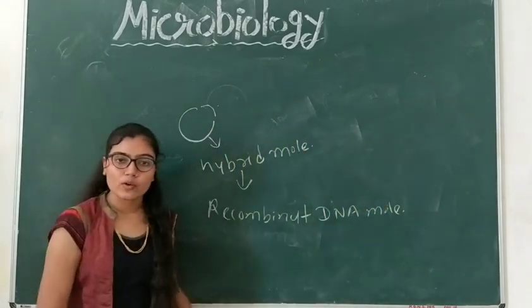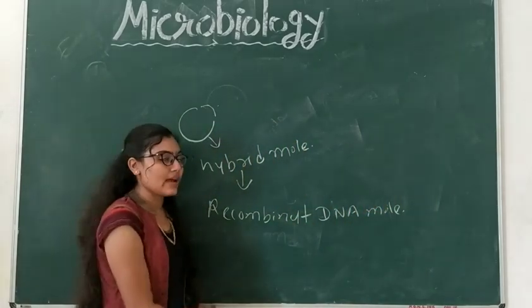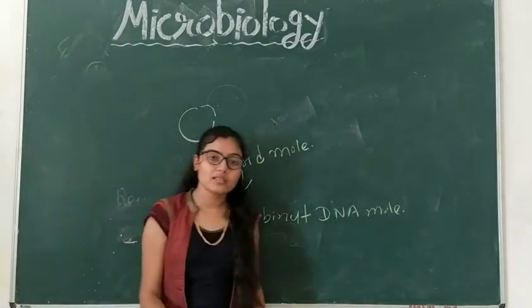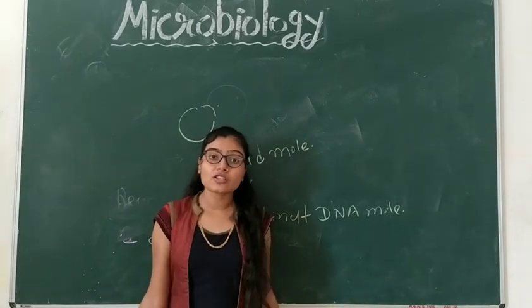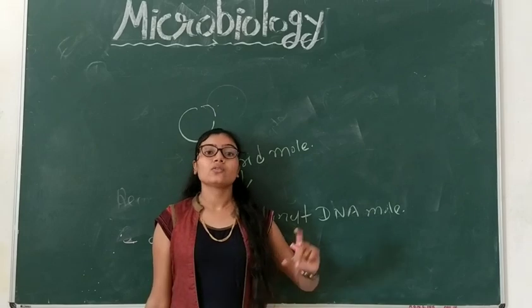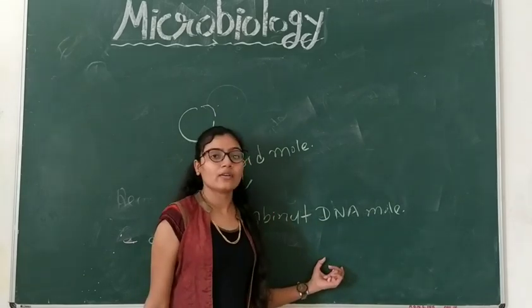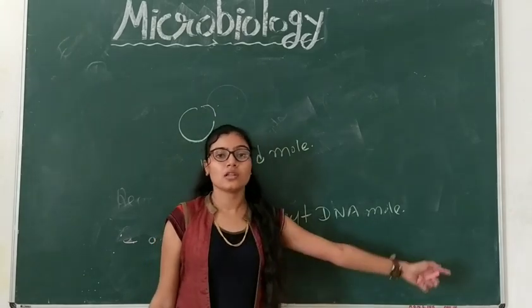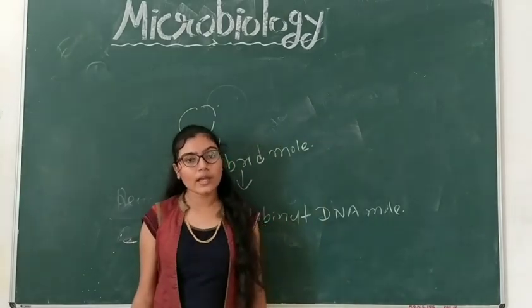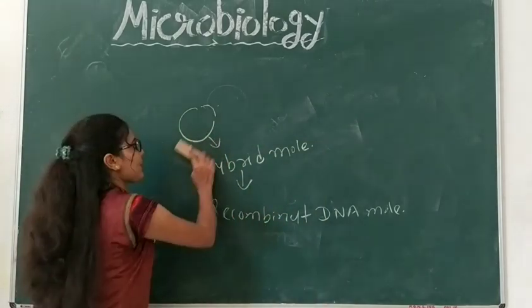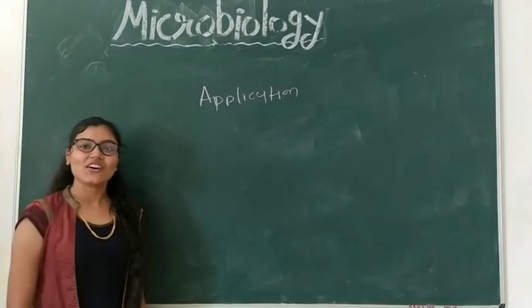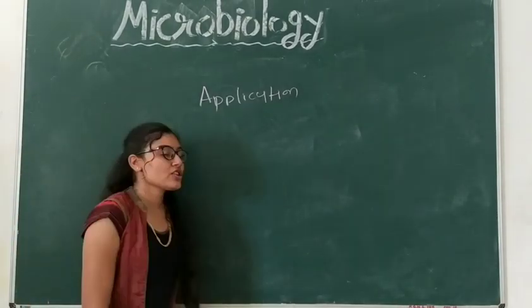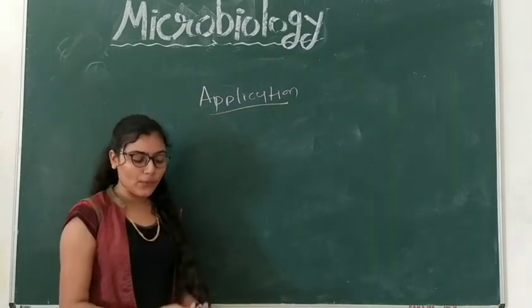After that formation, we transfer the recombinant molecule into the bacterial cell. After transformation, the bacterial cell multiplies and replicates, and we isolate the recombinant DNA molecules. After isolation, we purify them and then use them for different types of purposes. Now we will see the applications of gene cloning in a prokaryotic cell.